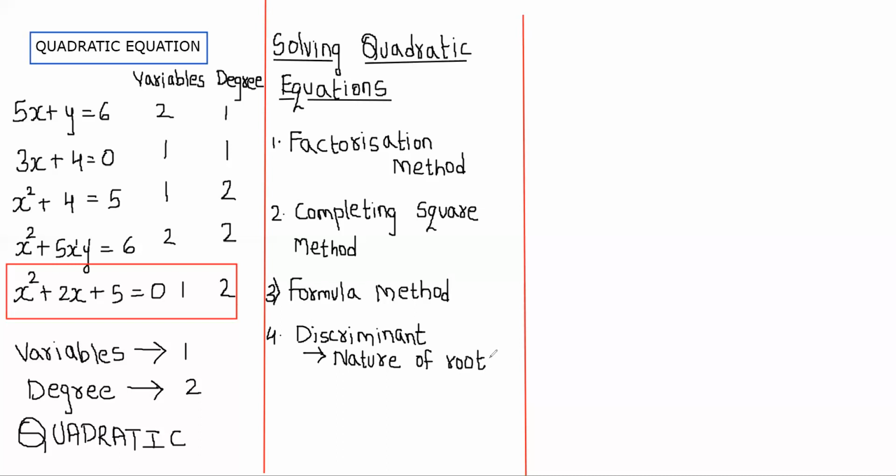Discriminant, nature of roots. The next thing we are going to study in this chapter is sums based on alpha and beta. These are the two roots of the quadratic equation which we assume. Now the last thing is the word problems, students. So these are the things which we are going to study in this chapter, quadratic equation.